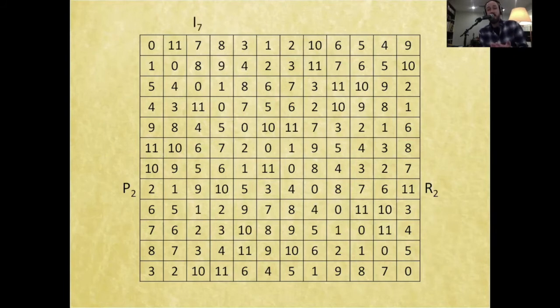Inverted lines start on the top and read downwards. So this one is 7, 8, 0, 11. And we would call this I7 because it's an inverted row starting on 7, okay? Inverted row based around 7. So 7, 8, 0, 11.